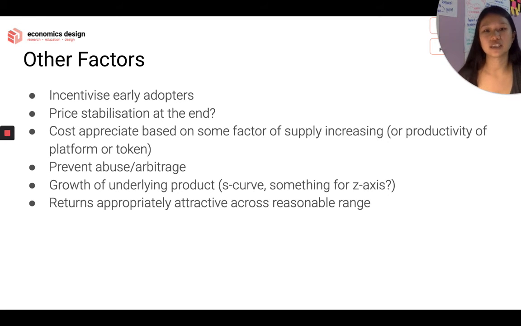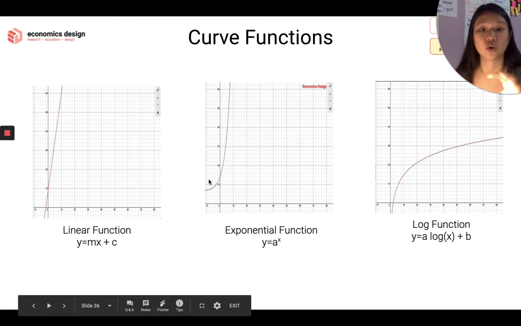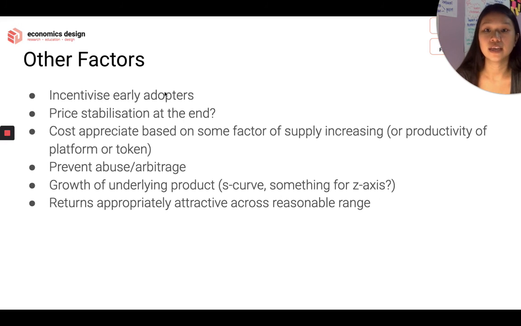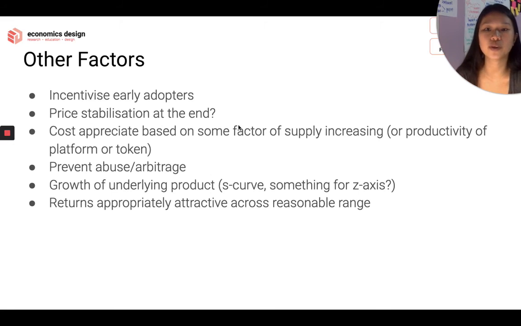These are the other factors in general that you want to think about before you start thinking about how do you put them into a math formula, into a curve function. The first one is, do you want to incentivize early adopters? And how do you want to do that? Do you want price stability at the end? So incentivizing early adopters is where our slope is this part, the exponential curve, the slope is much gentler so that it incentivizes people to hold your tokens longer. And there's price stability at the end, where it's a bit flatter so that prices are a bit more stable. So price stability at the end.